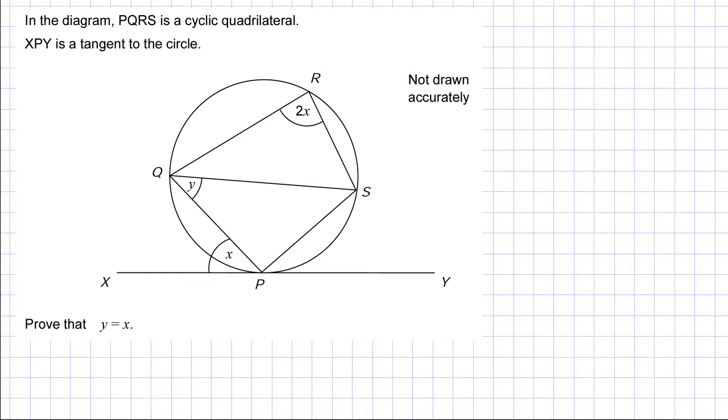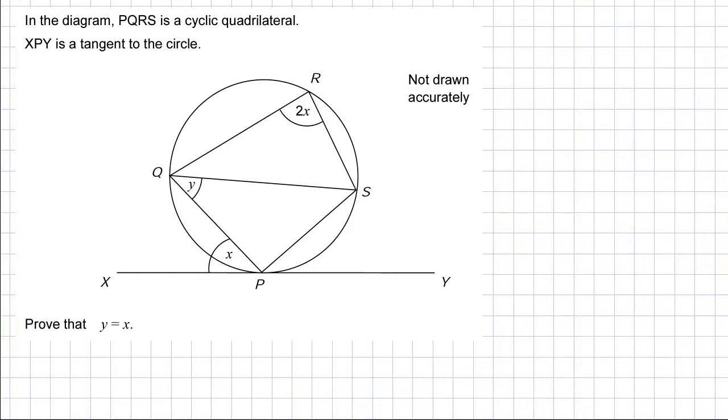Okay, so we have in the diagram, PQRS is a cyclic quadrilateral. It's always helpful when you read a sentence to look at what the sentence is talking about. So we have PQRS is a cyclic quadrilateral. XPY is a tangent to the circle. So this line here is a tangent to the circle. And I need to prove that y is equal to x.